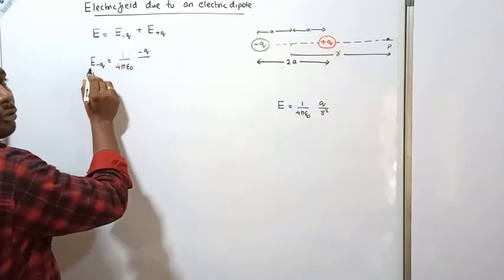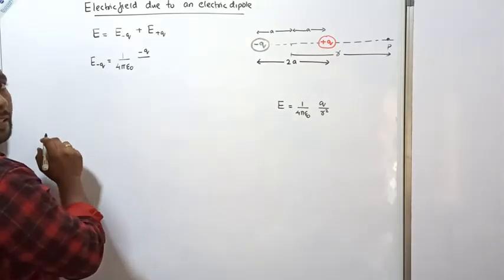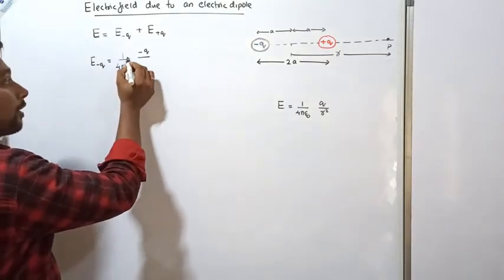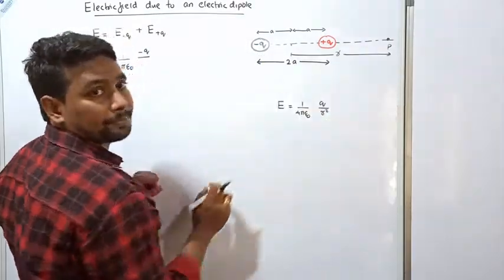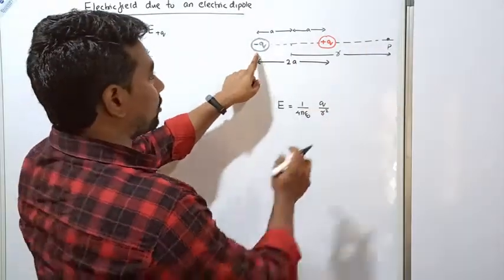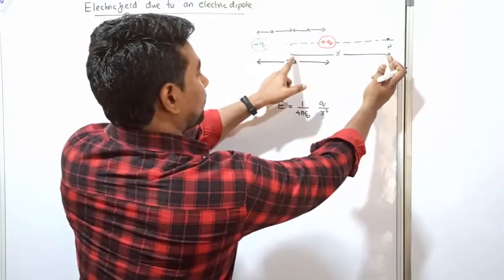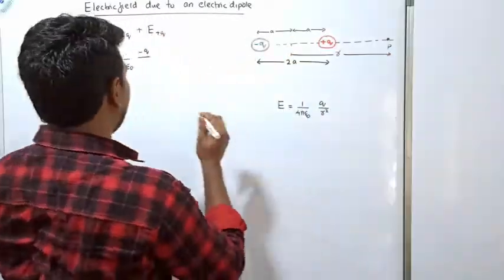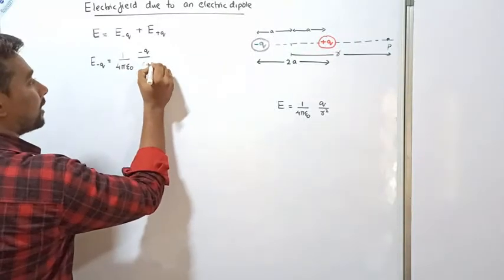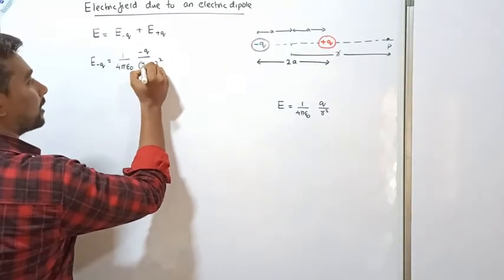If you are considering magnitude only, the electric field due to the minus Q charge is 1 by 4 pi epsilon 0 minus Q divided by, what is the distance from here to here? Already this is r, this is a. That means total here r plus a, r plus a the whole square.